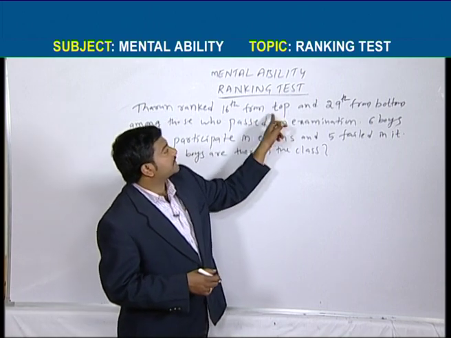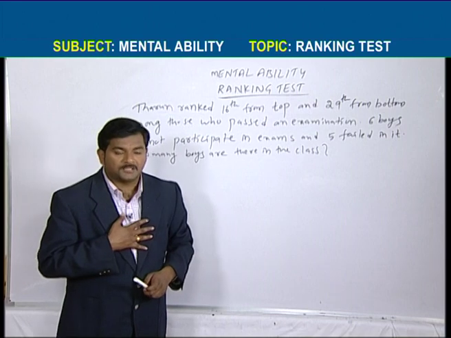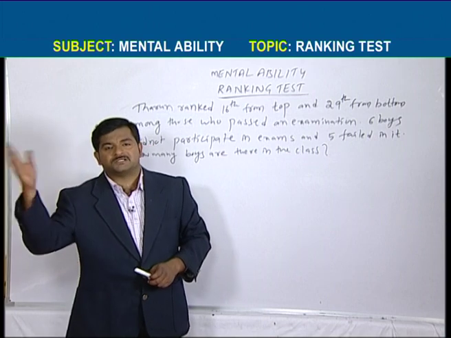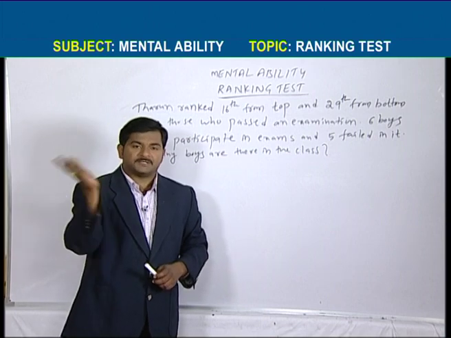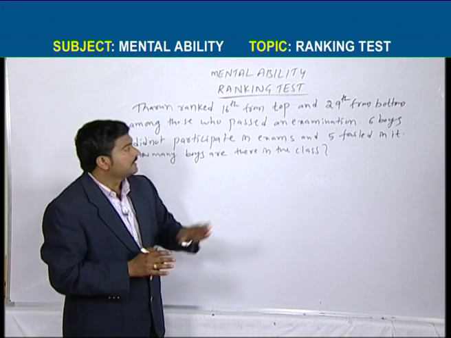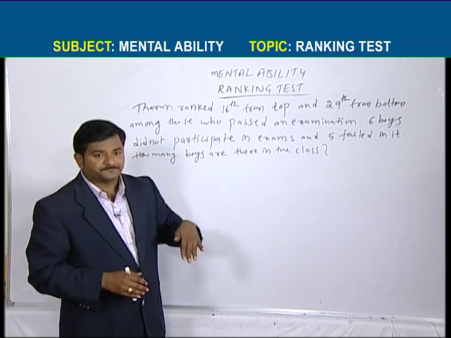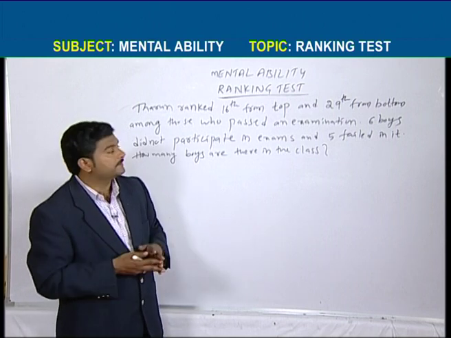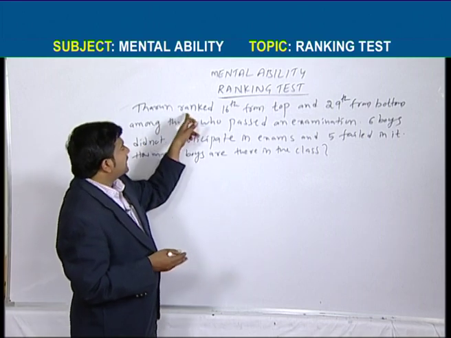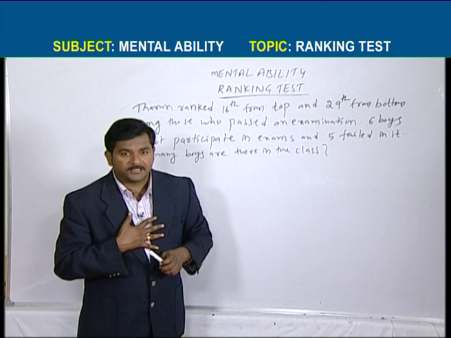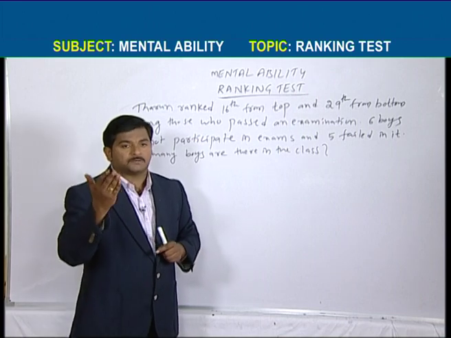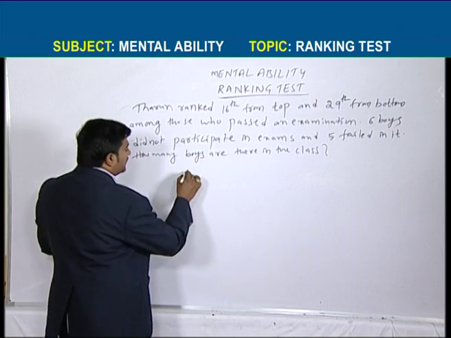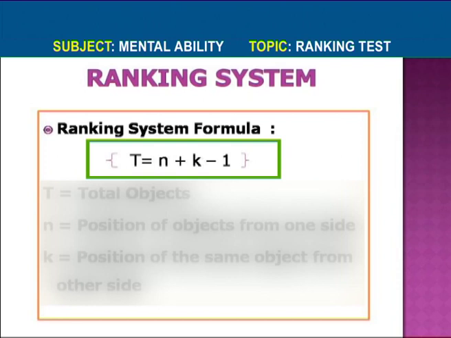Tarun ranked 16th from top and 29th from bottom. I know Tarun's position from top and bottom. North, south, top, bottom, west, east, right, left, same concept. Instead of saying north and south, he mentioned top and bottom. And left hand or right hand, front or back, all have the same meanings only. Tarun ranked, I know Tarun's rank from top and bottom, among those who passed an examination. If I use the formula T is equal to n plus k minus 1.